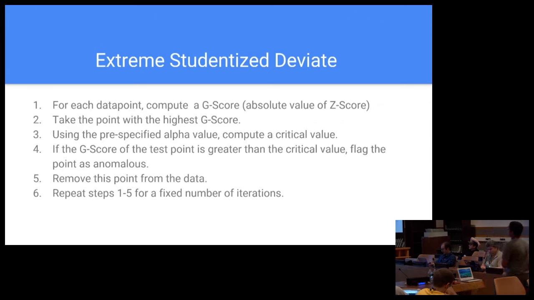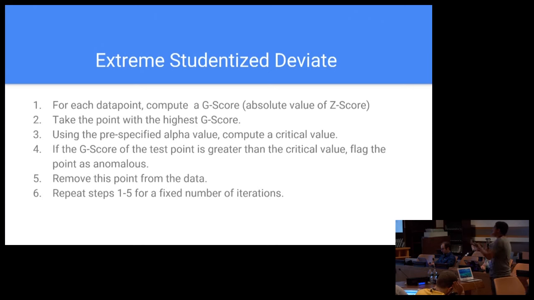The procedure of how this algorithm works is, for each data point, you compute the absolute value of the z-score. You take the data point, subtract the mean, divide by the standard deviation, and take the absolute value of that. Then you take the point with the highest g-score, and using the alpha value that you specify, you compute a critical value, or critical threshold. If the g-score of your test point is greater than the critical value, you flag that point as anomalous.